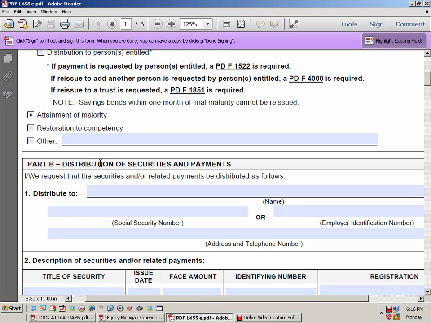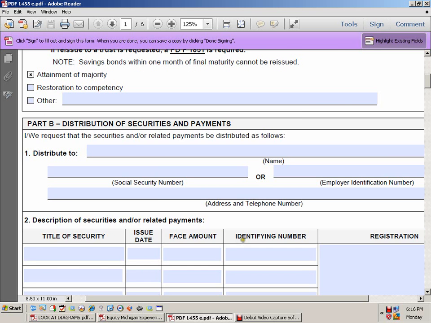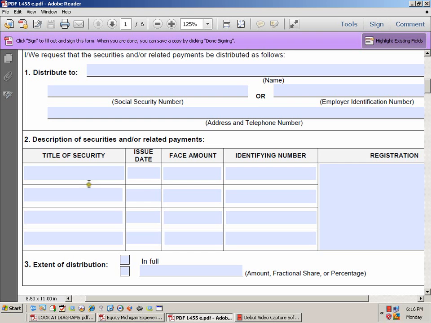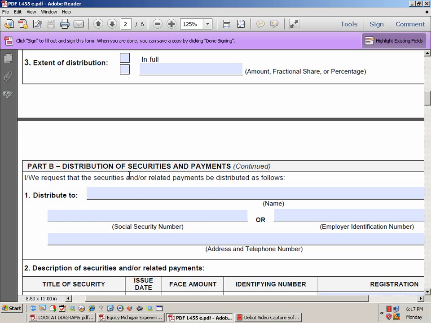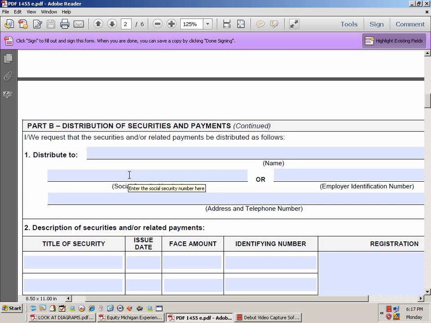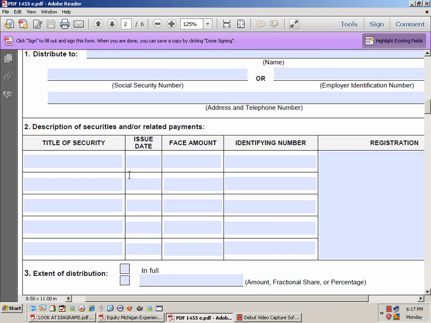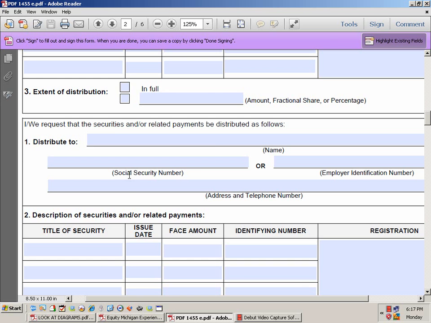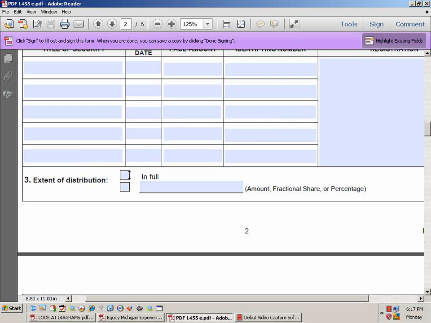Distribution of securities and payments. Right? Distribute to, put your name in here, your social security number, and your address. And then you have to go down here, and there's the hard part. Description of securities and or related payments. Damn it, what are they? I just don't know. Well, let's keep going. Right? So here's just another one. This is a continuation, another Part B. All right, same thing, another one.